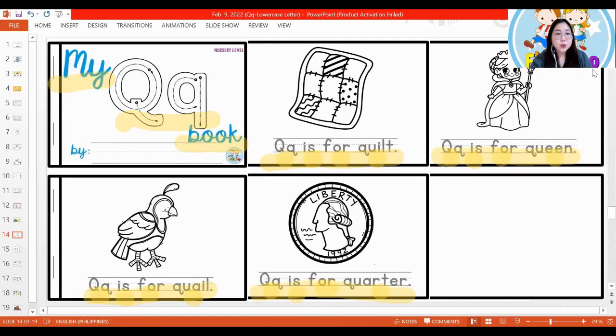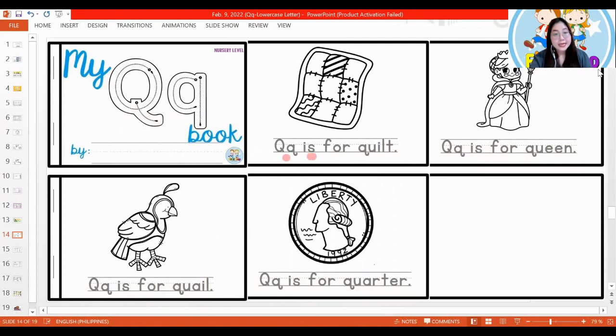So I want you to trace your name. Write your name. Trace your letter Q. Also trace the sentences and color your picture. And after that, you can read your book again. Is everybody done with the book? Very good. Let's read it again one more time.